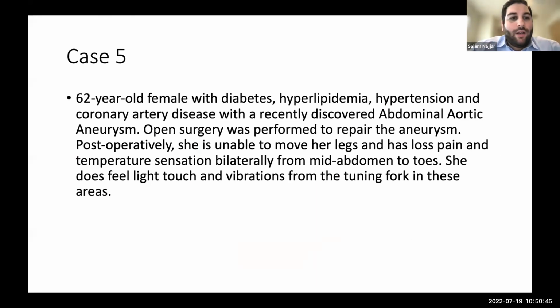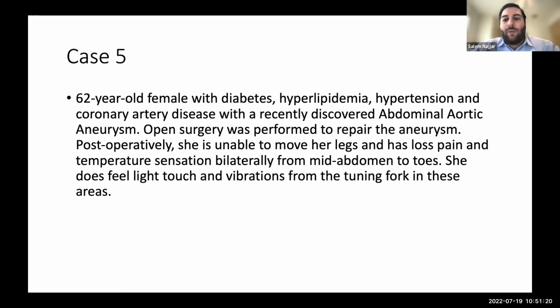So this is a 62-year-old female with diabetes, hyperlipidemia, hypertension, and coronary artery disease with a recently discovered abdominal aortic aneurysm. So right away, you already know this is much different from the case we saw before. There's less of a structural component to this. Open surgery was performed to repair the aneurysm. Post-operatively, she's unable to move her legs and has loss of pain and temperature sensation bilaterally from the mid-abdomen to the toes. But she does feel light touch and vibrations from the tuning fork in these areas.